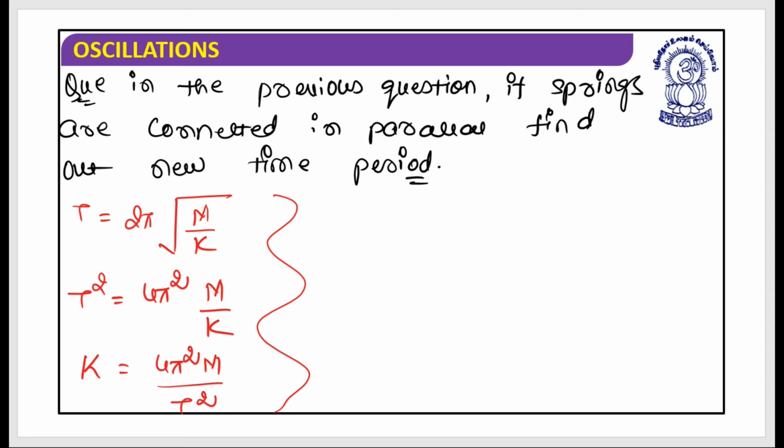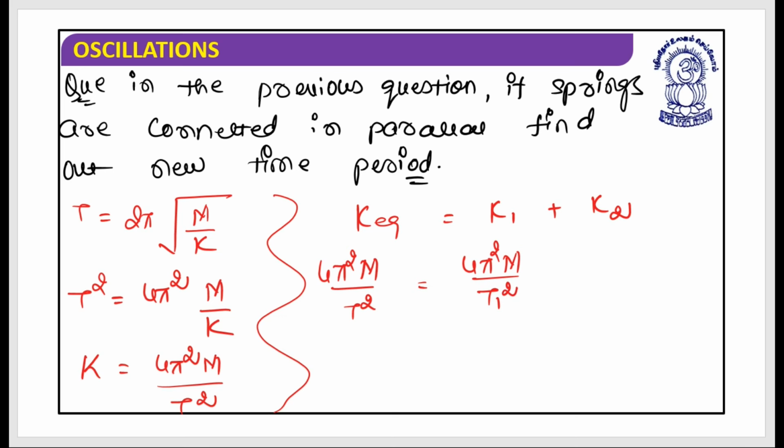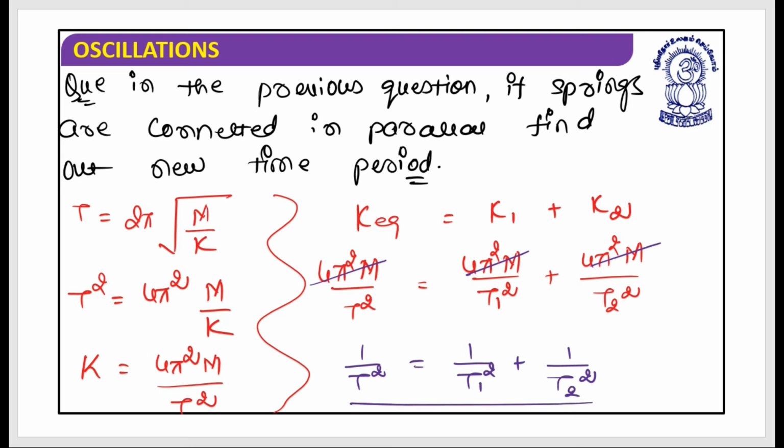Now as they are connected in parallel, what I can have is k equivalent, which is equal to k1 plus k2. And if k equivalent is equal to k1 plus k2, what I can write is 4 pi square m divided by T square, which is equal to 4 pi square m divided by T1 square plus 4 pi square m divided by T2 square. So this is going to be cancelled, this has gone, this has gone, this has gone. So from this, 1 by T square is equal to 1 by T1 square plus 1 by T2 square. I hope this is clear.